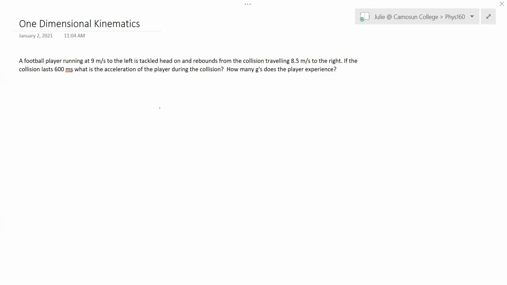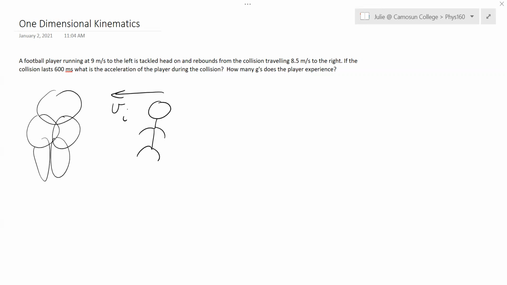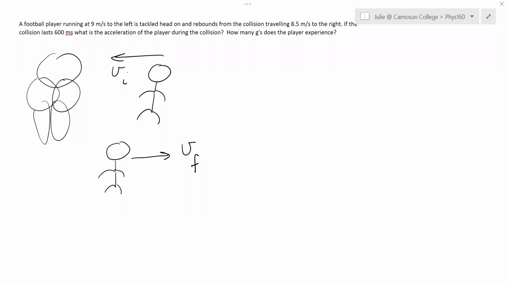So we have this football player and he's traveling left. That means his initial velocity. And then there's some big guy here who's going to tackle him and turn him around, so that he's traveling now to the right after he gets tackled. Okay, so there's our picture.